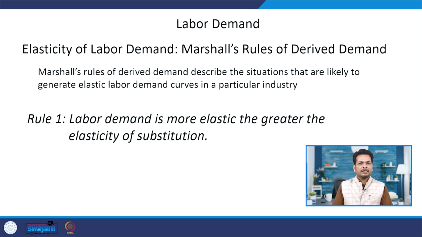Marshall's rule of derived demand describes the situations that are likely to generate an elastic labor demand curve in a particular industry. So, the first rule of Marshall's rule of derived demand is that labor demand is more elastic the greater the elasticity of substitution. So, the higher the elasticity of substitution, the more elastic the labor demand will be. This rule follows from the fact that the size of the substitution effect depends on the curvature of the isoquant, the slope of the isoquant.